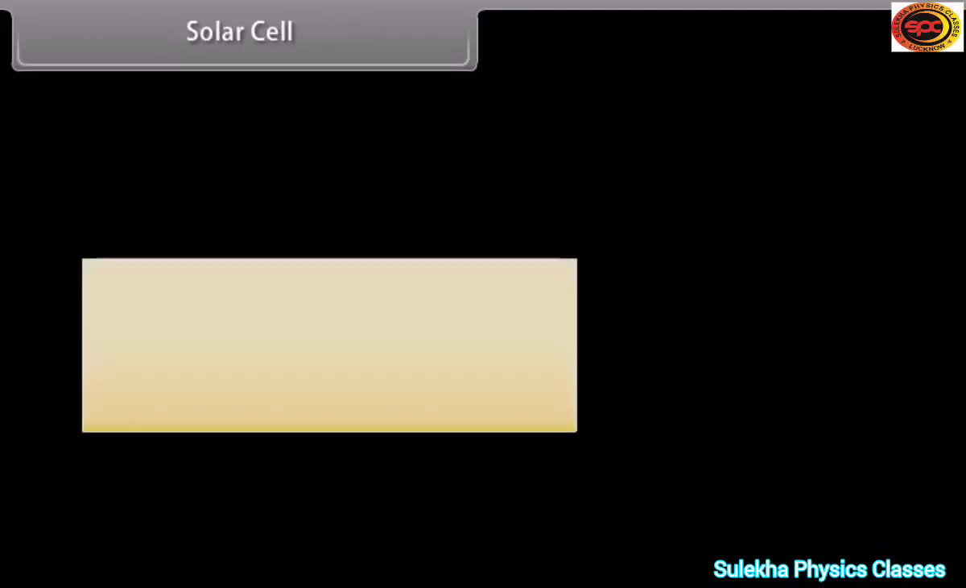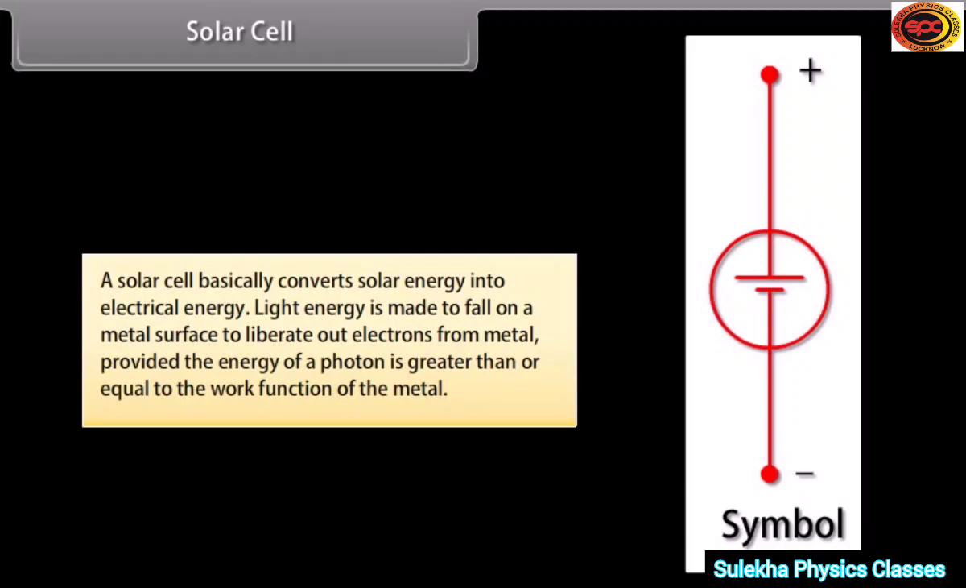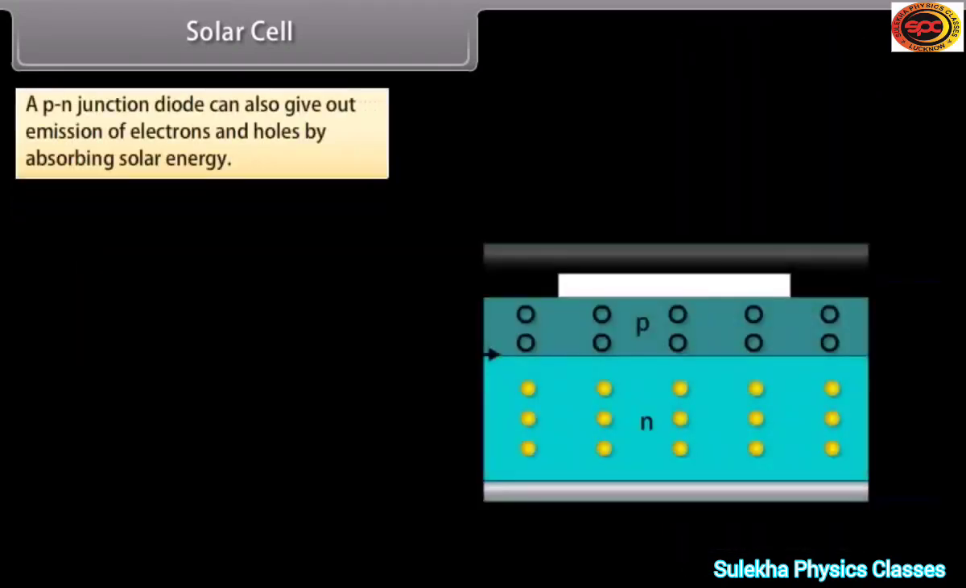Solar cell. A solar cell basically converts solar energy into electrical energy. Light energy is made to fall on a metal surface to liberate electrons from the metal, provided the energy of a photon is greater than or equal to the work function of the metal. A p-n junction diode can also give out electrons and holes by absorbing solar energy. The p material at top is very thin compared to the thickness of the n material. Thus, solar energy photons entering from the top glass window easily penetrate up to both sides of the junction.